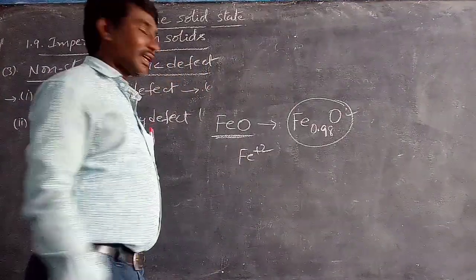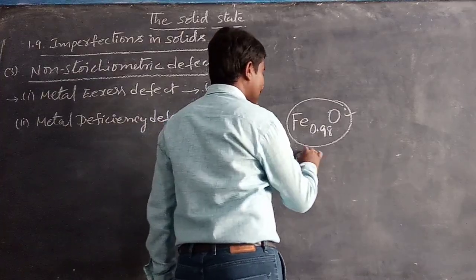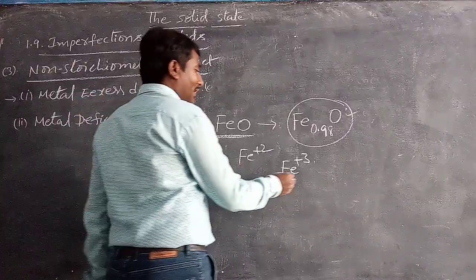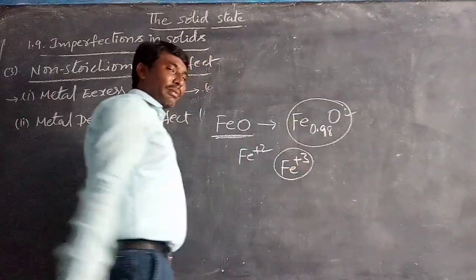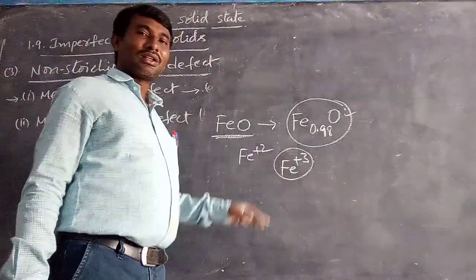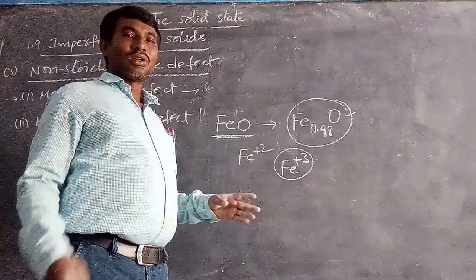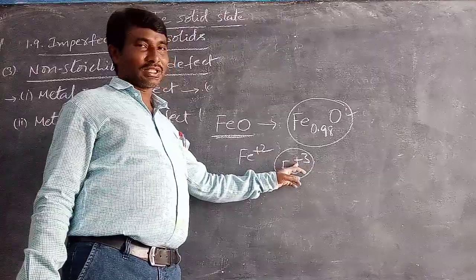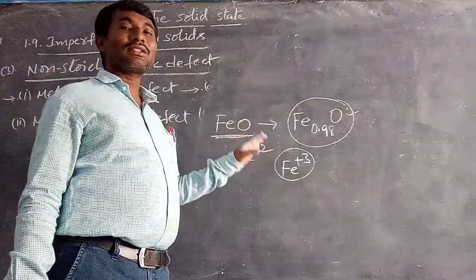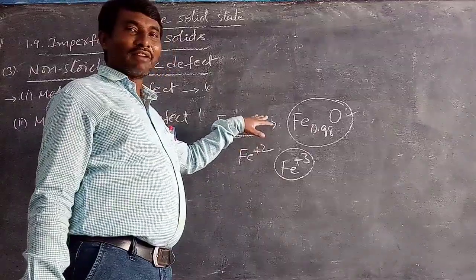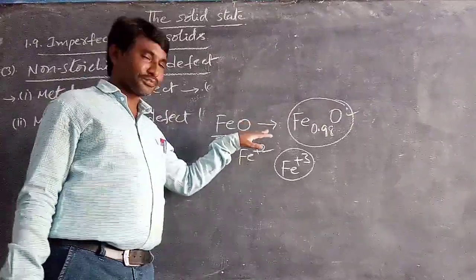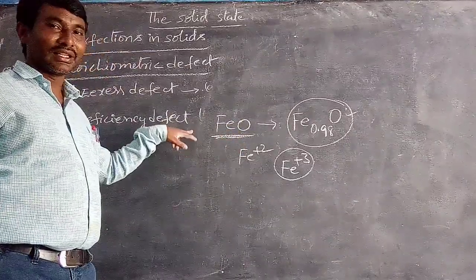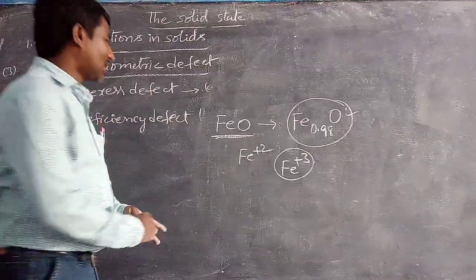That is fulfilled by Fe+3 ions. When Fe+3 ions occupy the sites, the total charge of Fe+2 and Fe+3 is equal to 2. So here the higher charges mean variable charges are present in this defect.